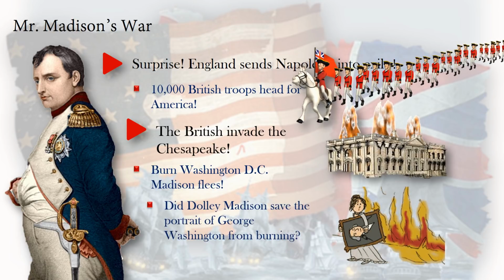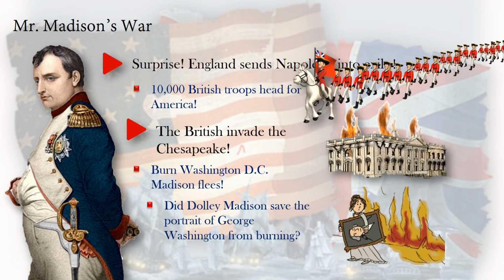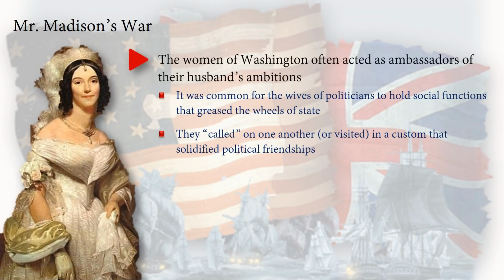Did Dolly Madison save the portrait of George Washington from burning? So here's a little bit of a side story. The women of Washington often acted as ambassadors of their husbands' political ambitions. It was really common for the wives of politicians to hold really big social functions that greased the wheels of state. They would call on one another. This means they would visit one another in a formal way, in a custom that elites thought solidified their political relationships and helped them out in the long run.